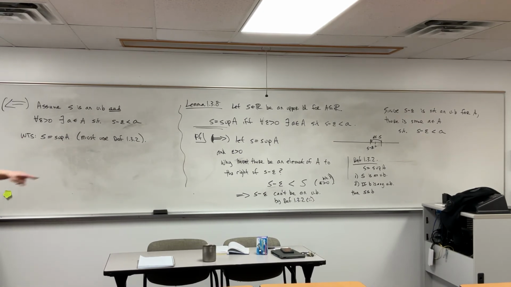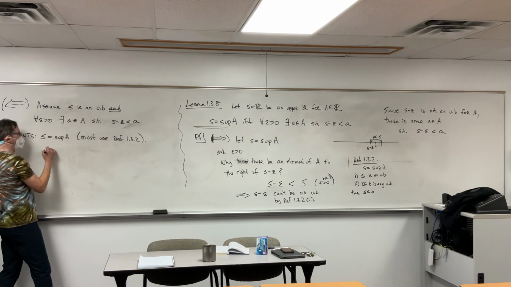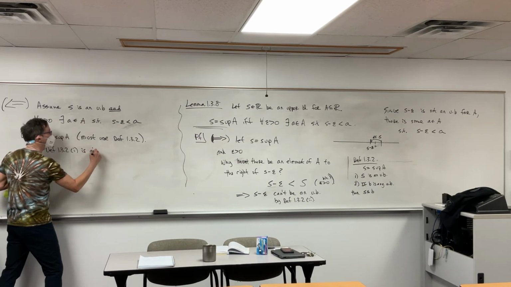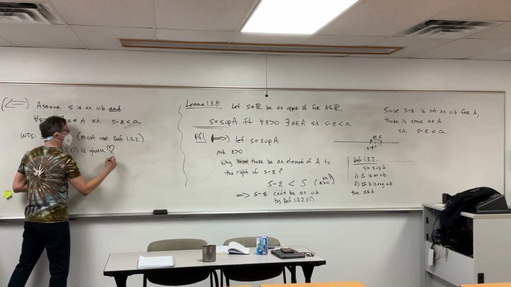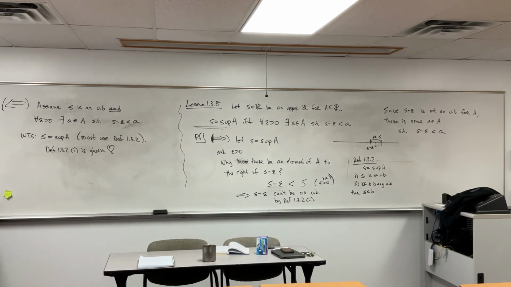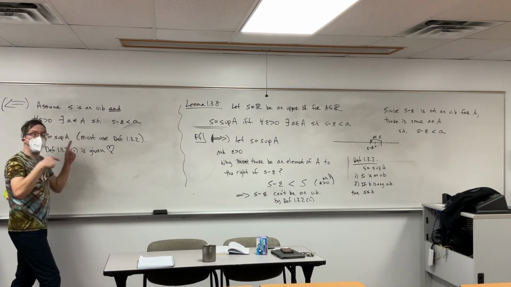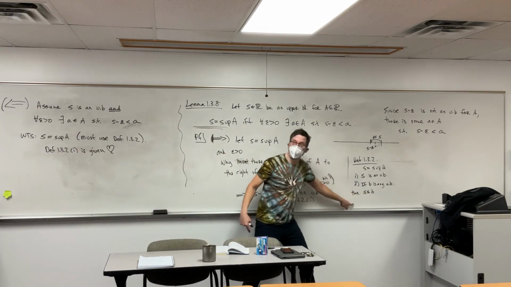Well, we know S is an upper bound. So definition 132 part one is given. Love it. Now we have to show part two. So what is part two? Part two almost gives us the trick, right? Kayla, you're nodding your head. What should I assume here? If there's some B to the right. Yeah, or we just find another upper bound, right? So we're going to pick another upper bound and show that it must be the case that this holds true.